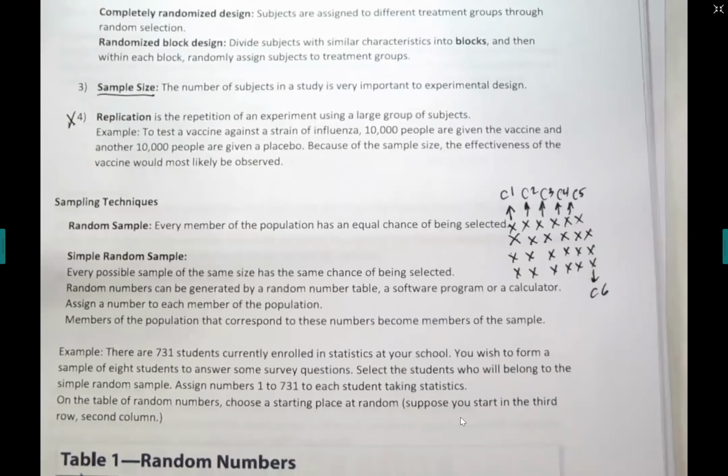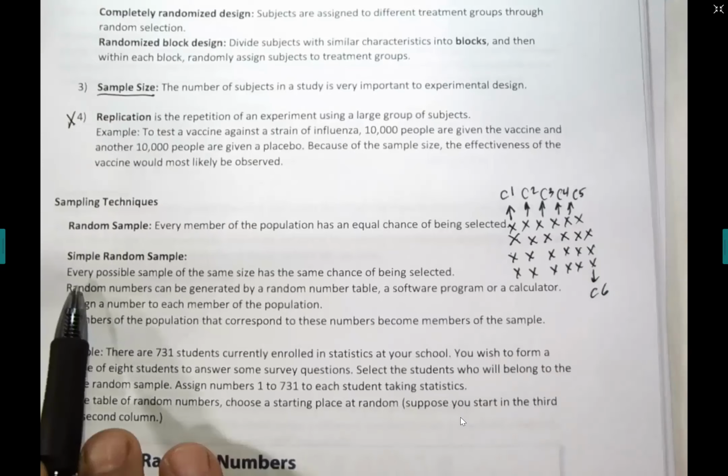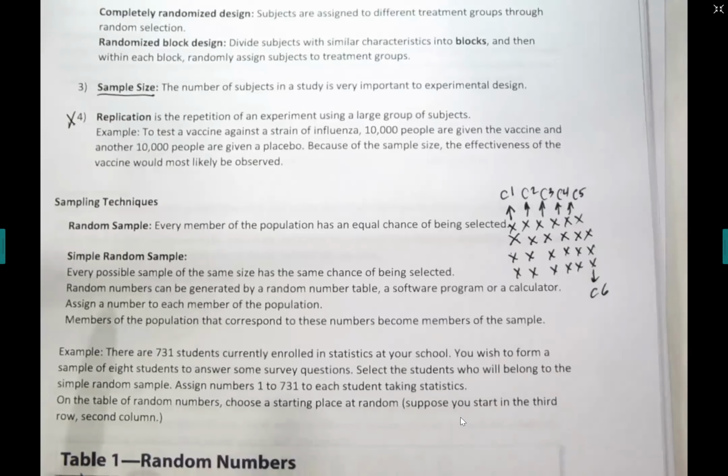I want to select 4 students. Here's what a student suggested. He said, you can write down the names of the 6 columns, column 1, column 2, column 3, column 4, column 5, column 6, and select 1 column. And once you select 1 column, all students in the column will be the members of the sample. Guys, this is not a simple random sample, because a simple random sample, it says every possible sample of the same size has the same chance of being selected.